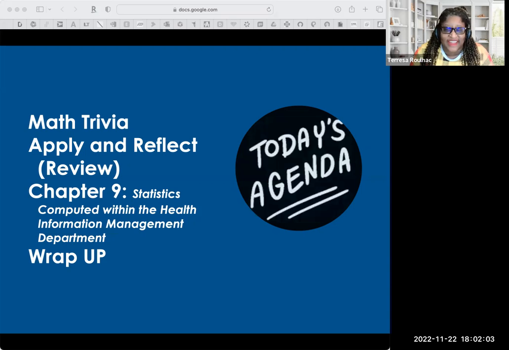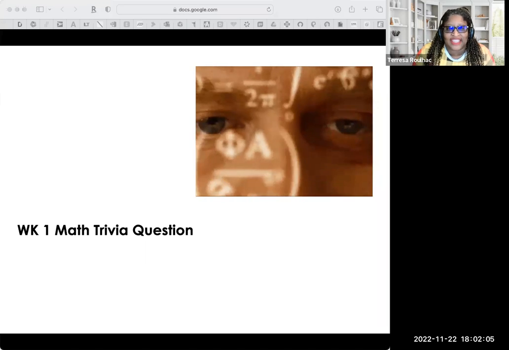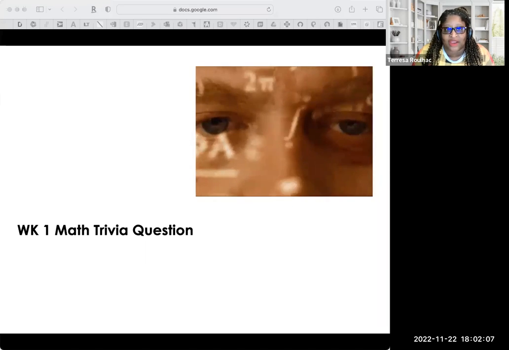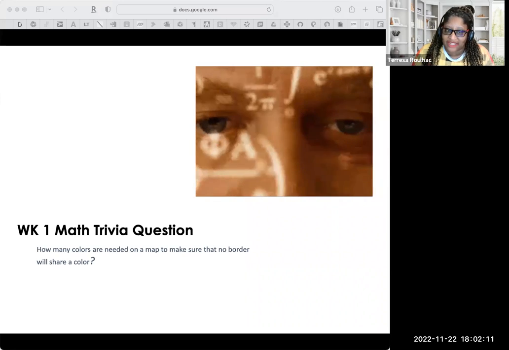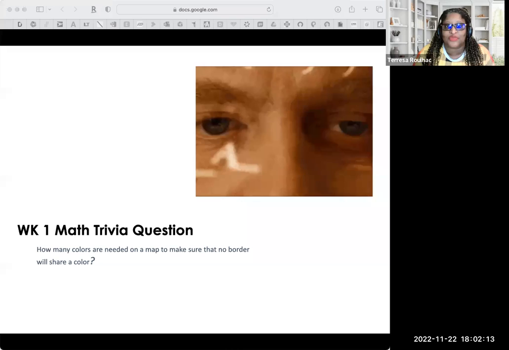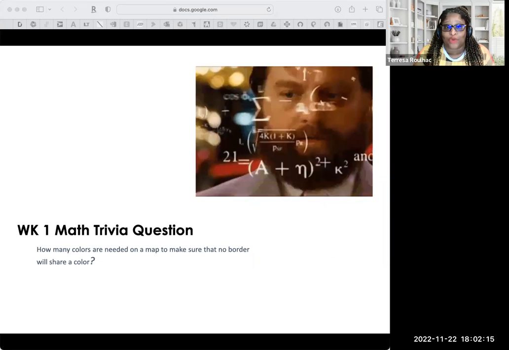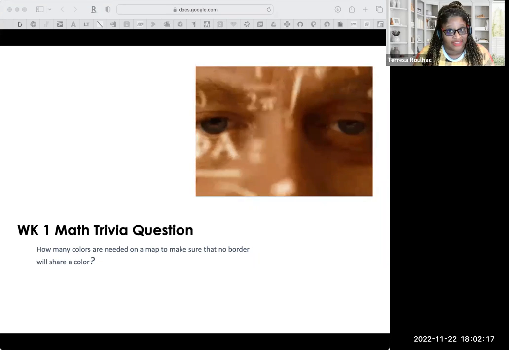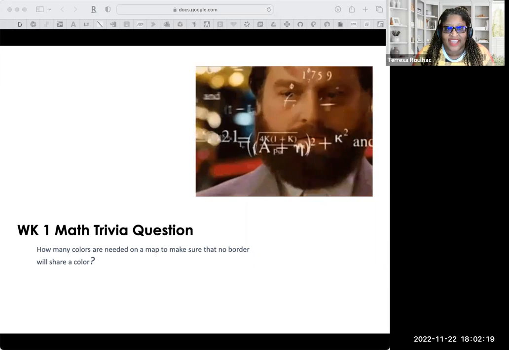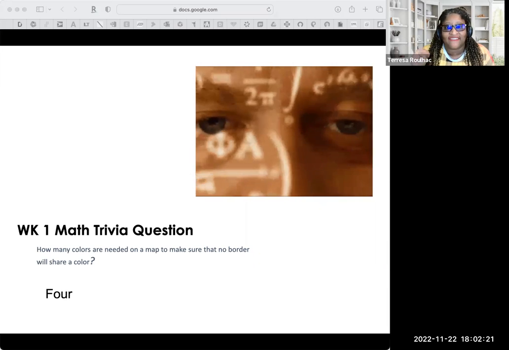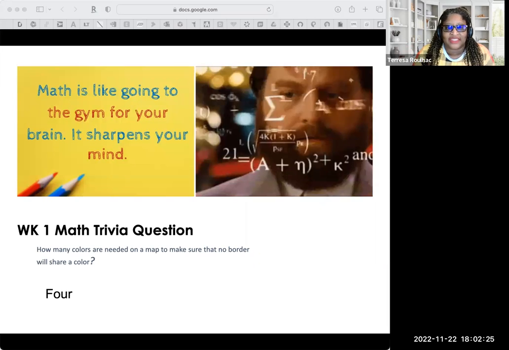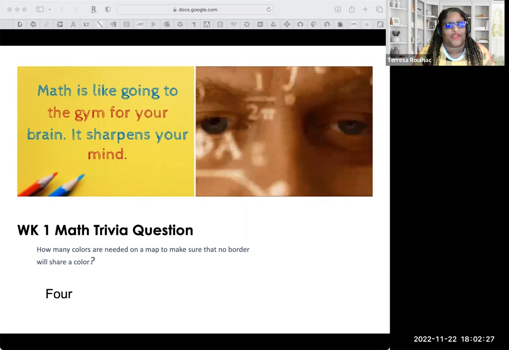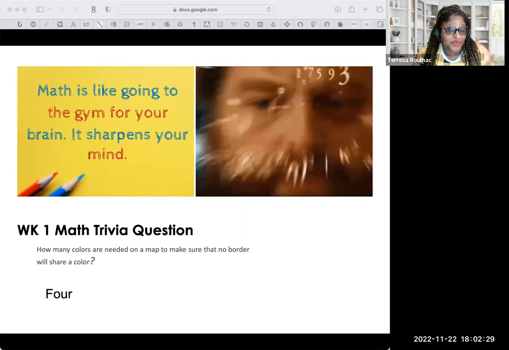All right, now that we've got that out of the way, let's get into our math trivia. How many colors are needed on a map to make sure that no borders will share a color? Fun fact, the answer is 4. And math is like going to the gym for your brain. It sharpens your mind.